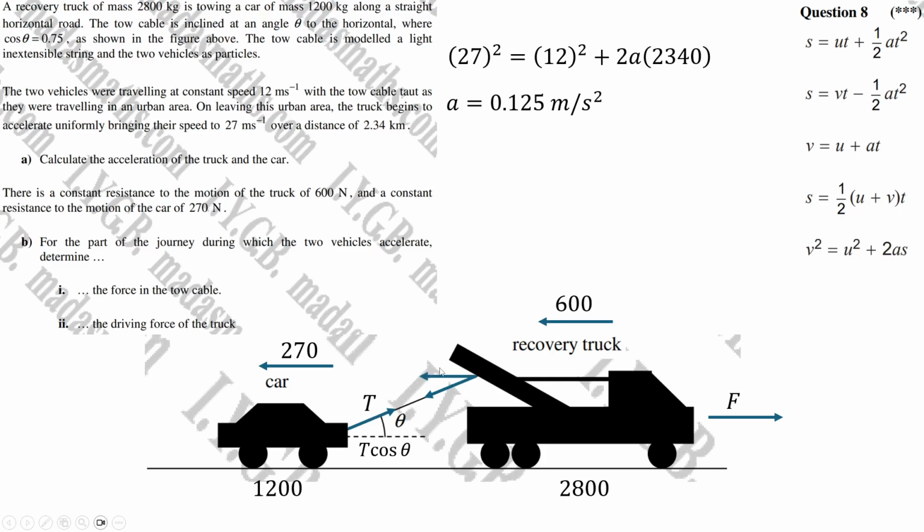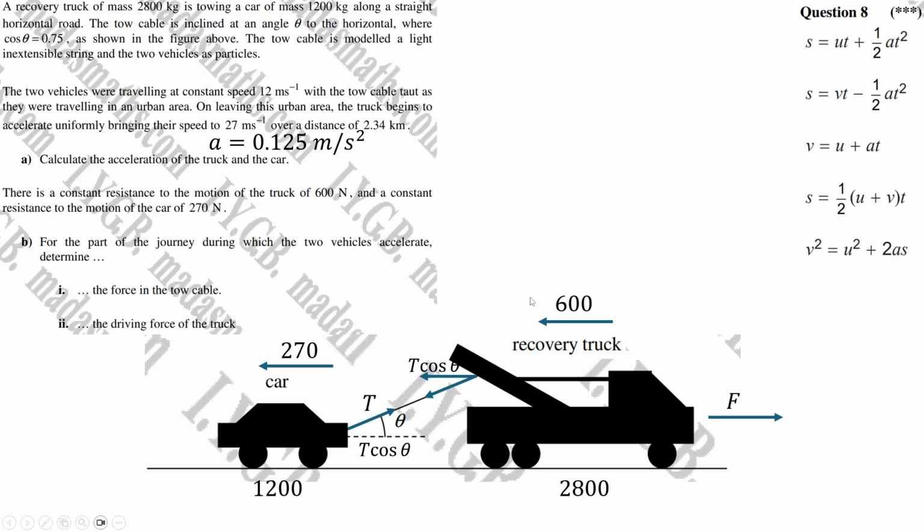It's also T cosine theta, because here you've got alternate angles. So that means this angle here is theta. So you can draw a triangle here, and you can say that this horizontal component is T cosine theta. Okay, now we've got the horizontal components. We can just do F equals ma on the full thing.